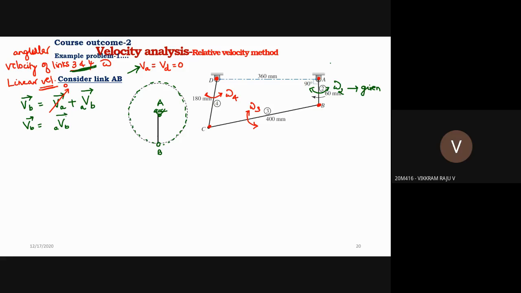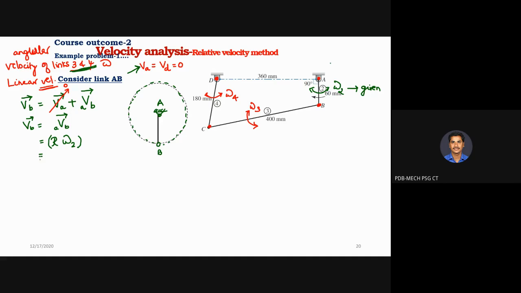Now tell me how to find out velocity of B with respect to A. What is the formula? Sir, R omega. Very good. R omega, omega 2 or omega 3 or omega 4? Omega 2, sir. Please make a note because so many omegas are there, so clearly mention omega 2.